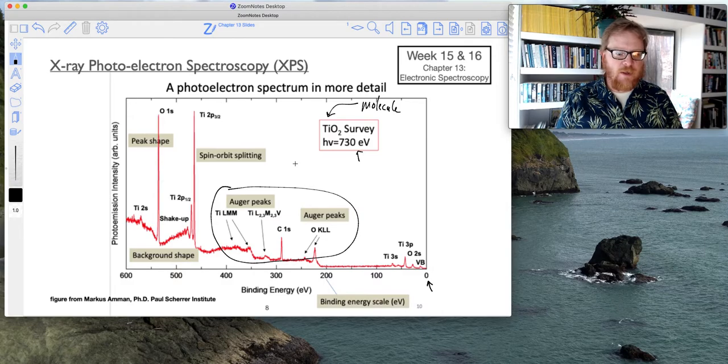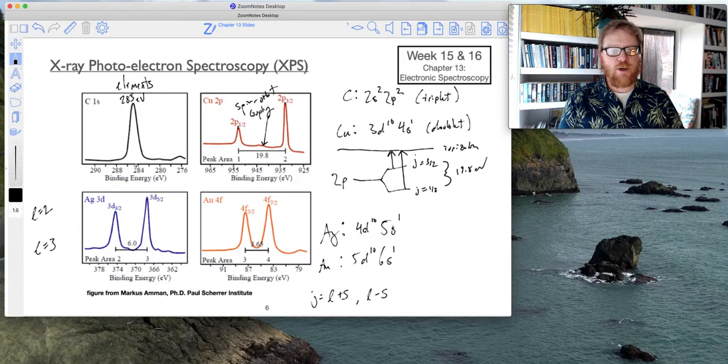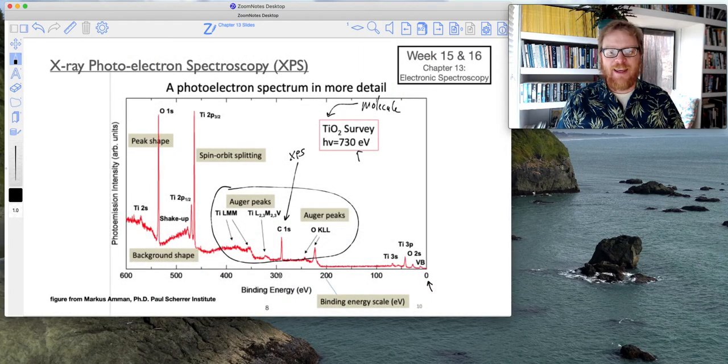This carbon 1s right here, this is an XPS peak, okay? So carbon 1s, if you recall, always occurs at about 285. So why would there be carbon in this sample?